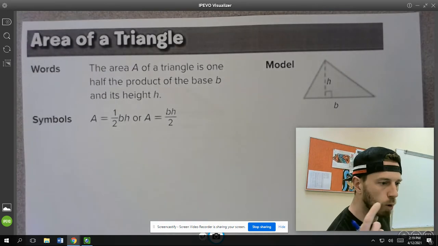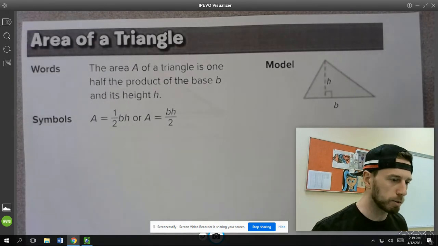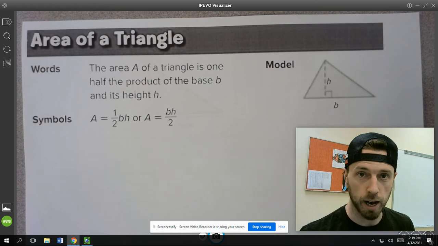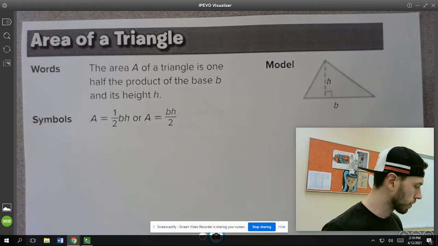Sup group, welcome to day 2 of your geometry unit. Today we're finding area of triangles.